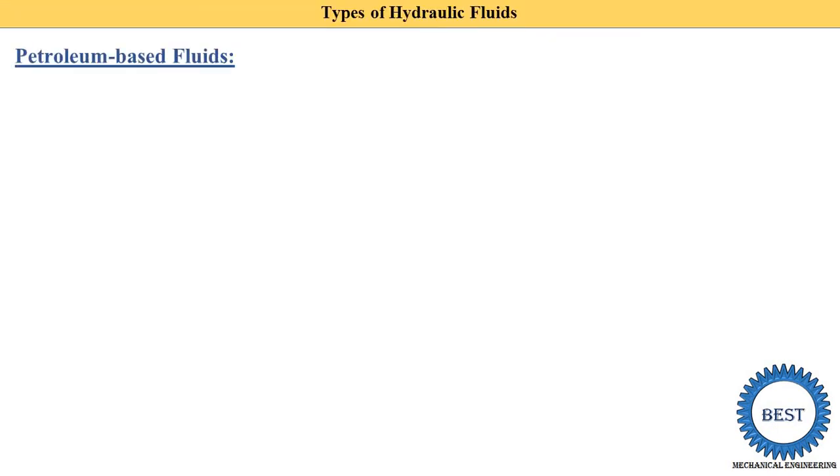First one is the petroleum based fluid. From the name you can understand that the petroleum based fluid is derived from the crude oils. So from the crude we separate the petrol, diesel, some other products, and also the petroleum based oil. From the name you can understand that the petroleum based fluids are highly flammable, so they can easily catch fire at particular temperatures. This is the disadvantage of the petroleum based fluids.